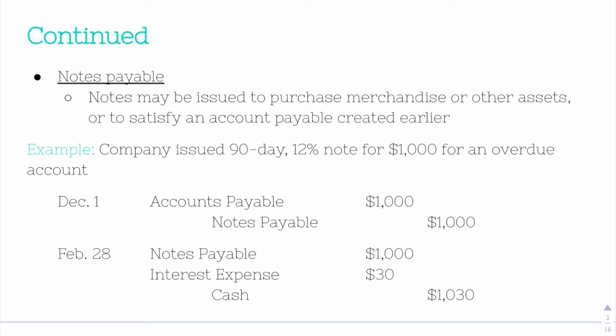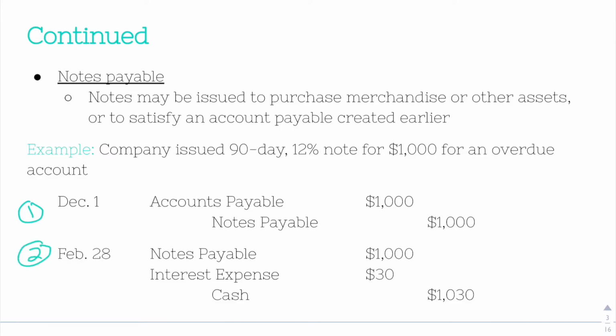And the first thing we would do, so on December 1st, we're going to get rid of the accounts payable and create a notes payable. So we would debit accounts payable for $1,000 because that's overdue, they didn't pay it, and we're going to take that off our books. So it's normally a liability account, so we'd credit to increase, we're going to debit it to take it off our books, and then we're going to credit notes payable to create that new liability. So we're crediting notes payable for $1,000, and that's our first step.